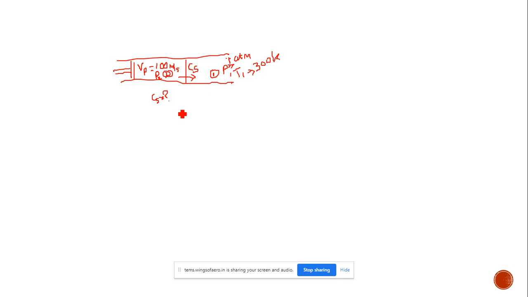The velocity of the piston, that is Vp, has a formula: Vp equal to v1 minus v2. Since v1 we will consider as Cs, Vp equal to Cs minus v2. These are just some formulas I'm writing. After that we will try to solve this.